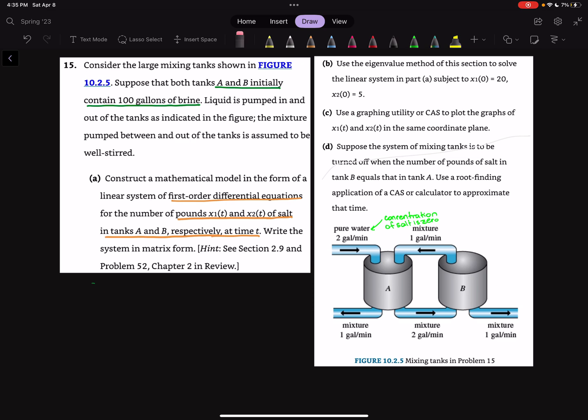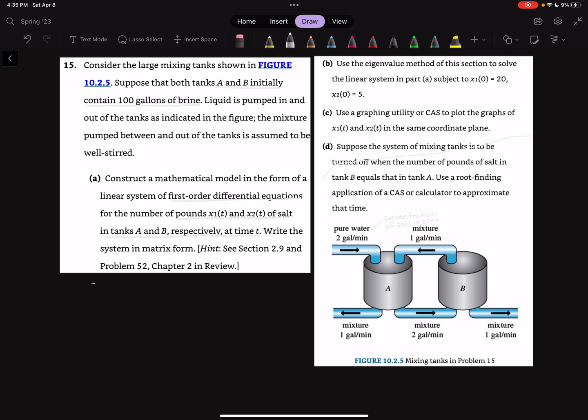Liquid is pumped in and out of the tanks, as indicated in the figure. The mixture pumped between and out of the tanks is assumed to be well stirred. Okay, let's take it one step at a time. Let's just read A, and then let's see if we're able to tackle A. Construct a mathematical model in the form of a linear system of first-order differential equations for the number of pounds x1 of t and x2 of t of salt in tanks A and B, respectively, at time t. Write the system in matrix form.